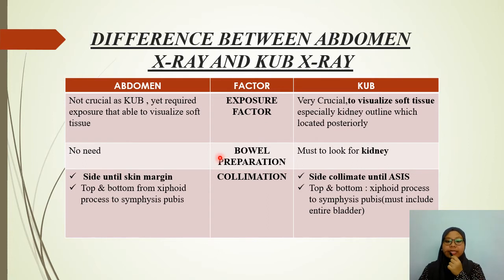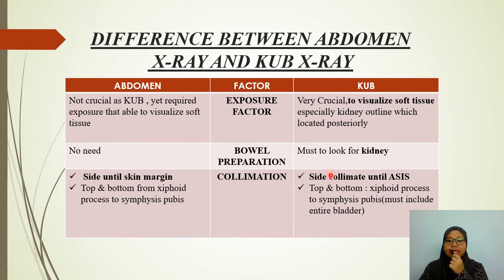Okay, next, for the bowel preparation. Bowel preparation for KUB is a must to look at the kidney. KUB stands for kidney, ureter, bladder, so bowel preparation is needed to visualize the flow of the urinary system. With bowel preparation, we can see the flow of the urinary system from the kidney, ureter to the bladder. Meanwhile, for the abdomen, there is no need for bowel preparation because it is just to see the soft tissue of the abdomen. Next, for the collimation.